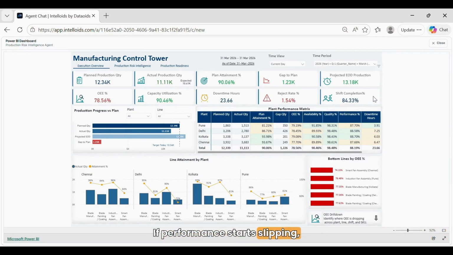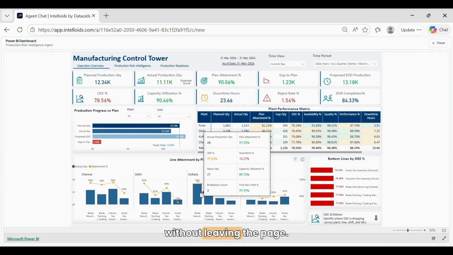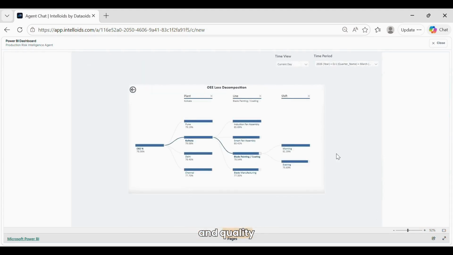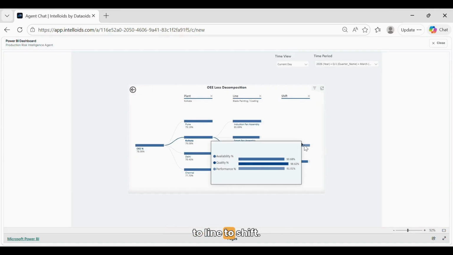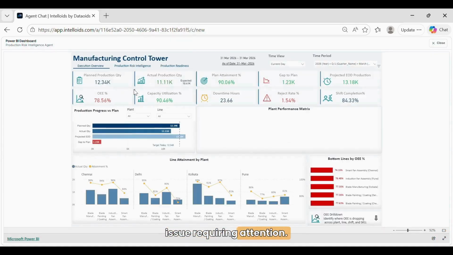If performance starts slipping, the plant performance metrics quickly tell us which plant is responsible, while a single click drills down to detailed line-level KPIs. Hover tooltips provide additional operational metrics like rejects, breakdowns, and capacity utilizations without leaving the page. Finally, the OEE decomposition tree helps us perform root cause analysis by breaking OEE into availability, performance, and quality while drilling from plant to line to shift. In just a few clicks, we move from an executive production snapshot to the exact operational issue requiring attention.